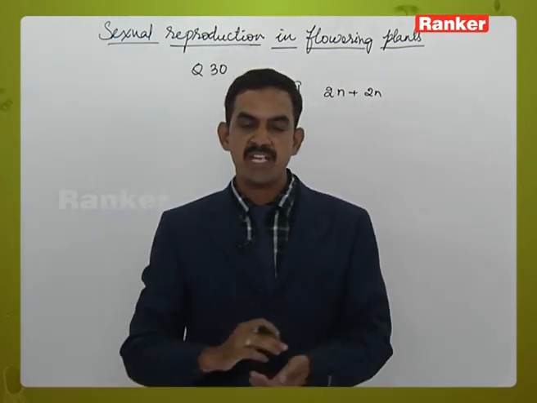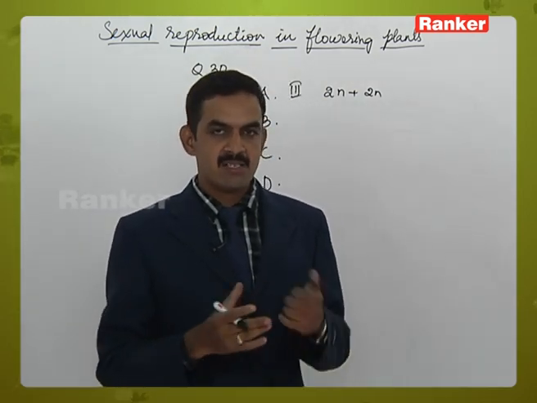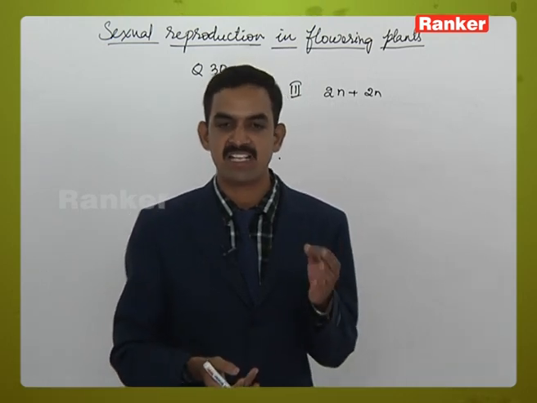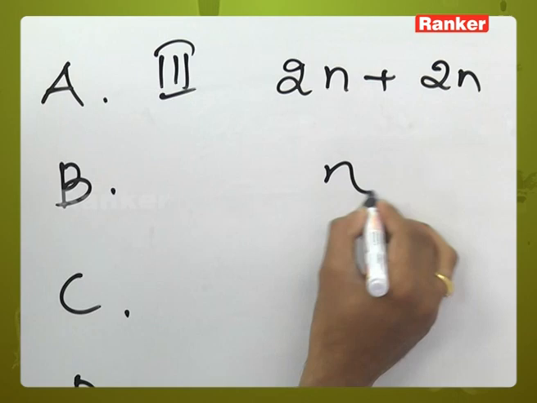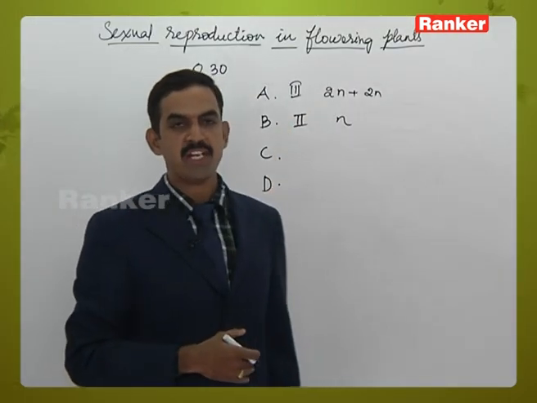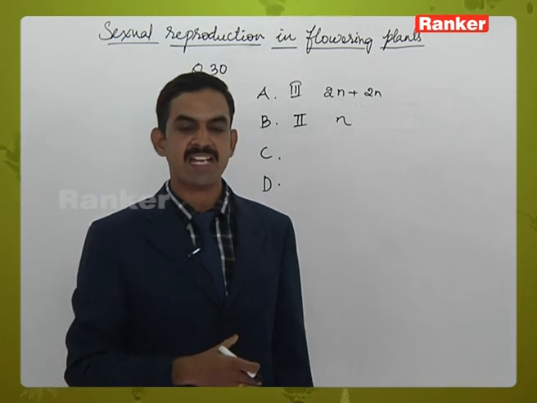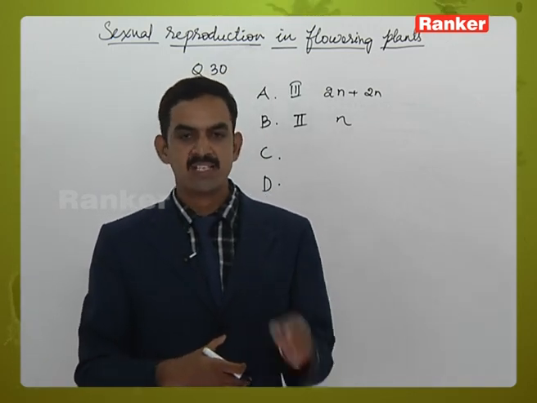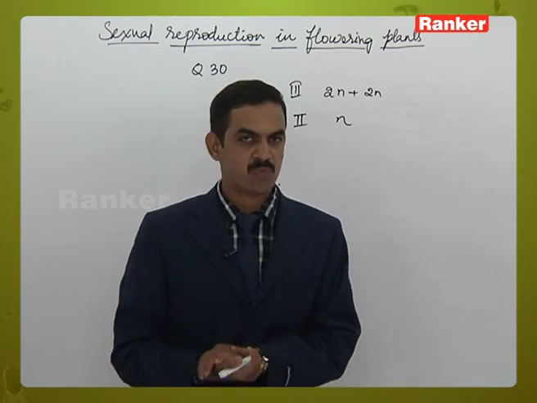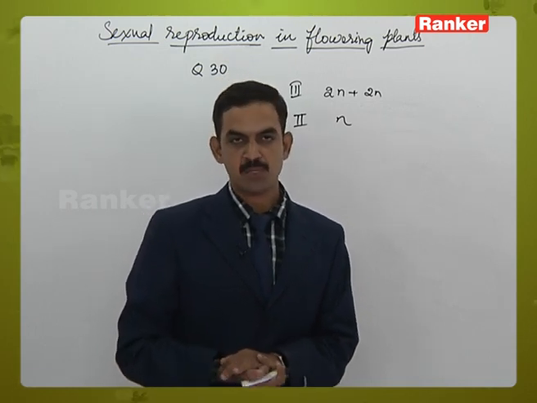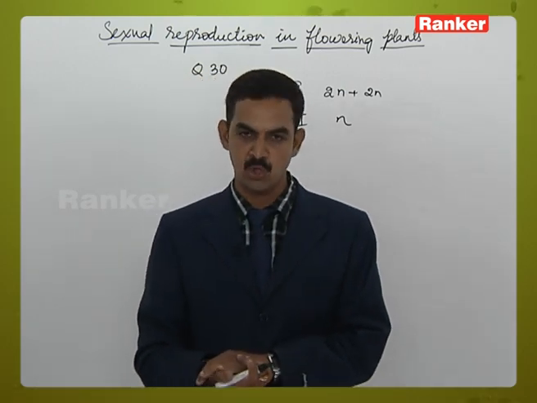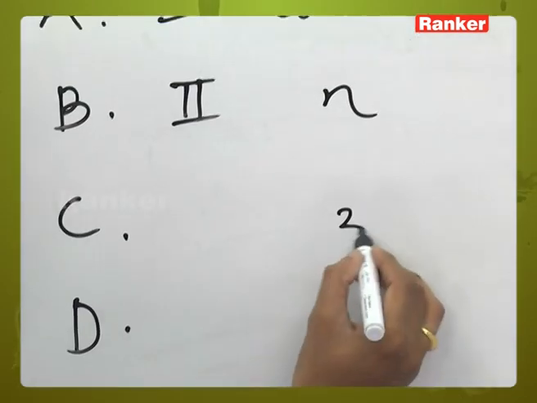Second one, B, ploidy of female gamete. Already we had discussed that female gamete is nothing but the egg cell, which is haploid in condition. So that is N. B is 2. Then ploidy of PEN, that is primary endosperm nucleus. The primary endosperm nucleus is formed as a result of triple fusion, so it will be having 3 genomes. So 3N is the correct one.